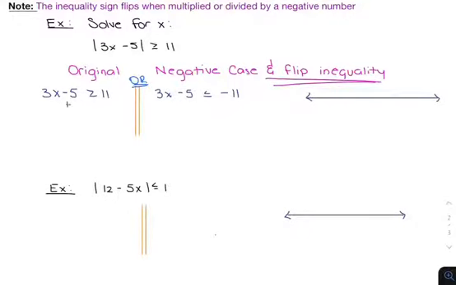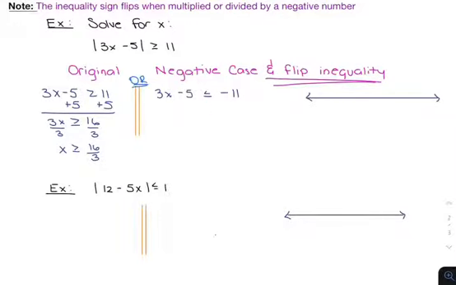So we can add 5 to both sides. And when we do that, we're left with 3x is greater than or equal to, we always carry down the inequality symbol, 11 plus 5, that's 16. And we can divide 3 to both sides to get the x by itself. So the 3's cancel out, and we're left that x is greater than or equal to 16 over 3. That's our first solution. Now we have to move on to the second one.